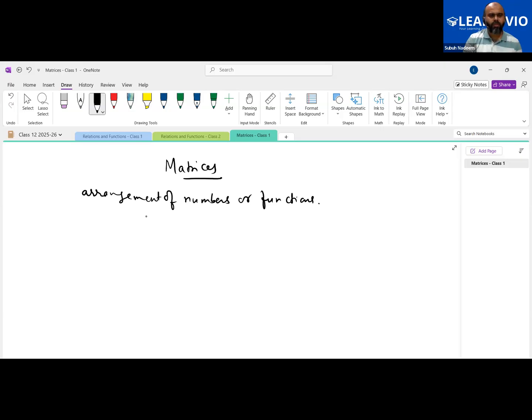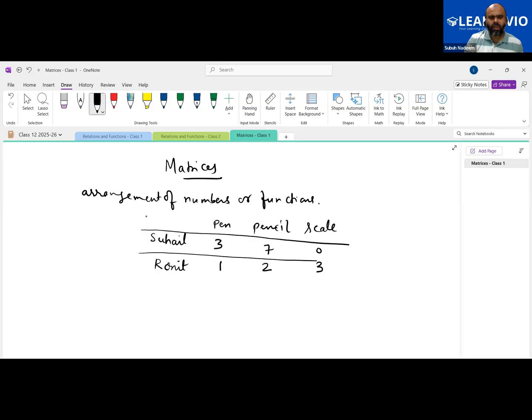For example, in numbers, suppose there are two persons, Suhail and Ronit. Now suppose Suhail is having pen, pencil and a scale. So Suhail is having 3 pens, 7 pencils and 0 scales. Ronit is having 1 pen, 2 pencils and 3 scales. So this is an array, this is information. So if we want to write this information in a particular format, we use matrices.